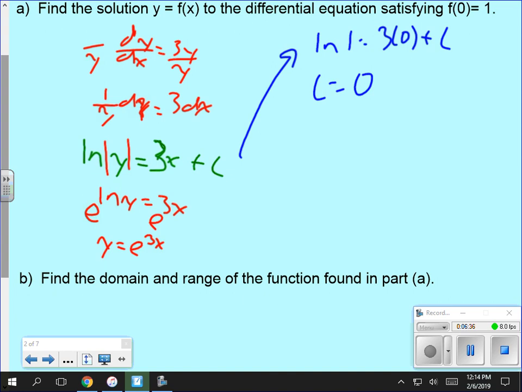Because what I have to do is go back, and this is where part B, find the domain and range of the function found in part A. My original condition determines that domain and range. That determines my possibilities. Because if it was equal to -1, then my graph would be below the x-axis. If I graph this one out as it stands here, it looks like that. If f of 0 was -1, my graph would be there. That would be my particular solution underneath.